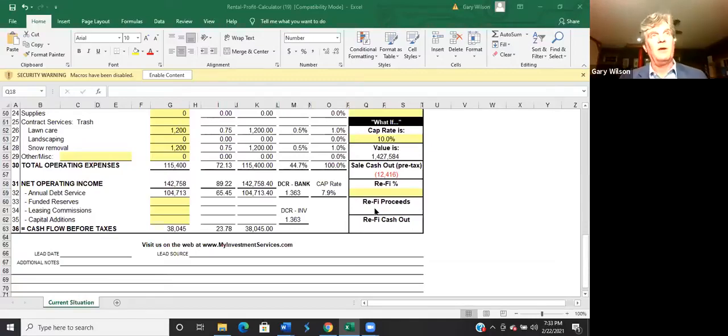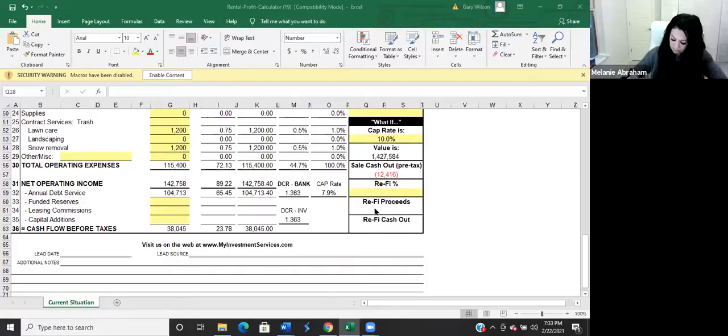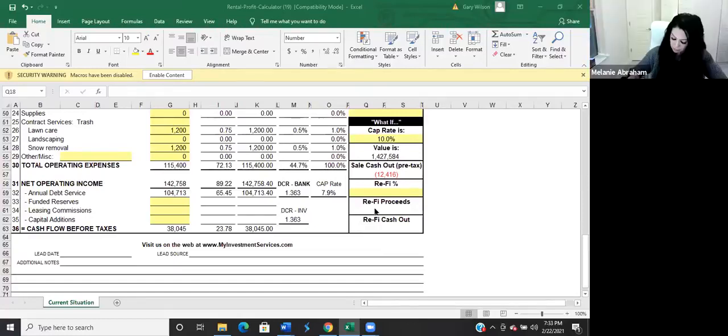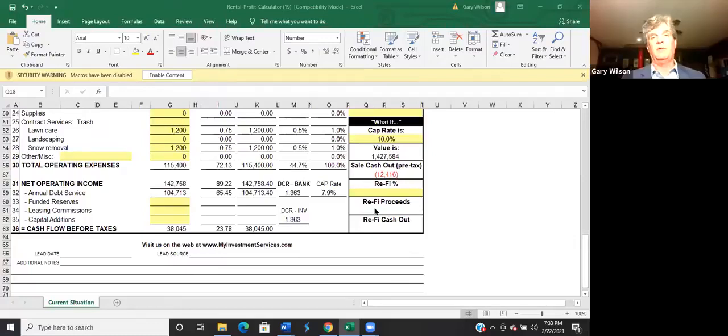A C grade property, I'd want to see a 10% or greater cap rate. And remember, cap rate is inversely related to the value, the price of the property. So the lower the price of the property, the higher the cap rate. Now, Chris made a good comment too.